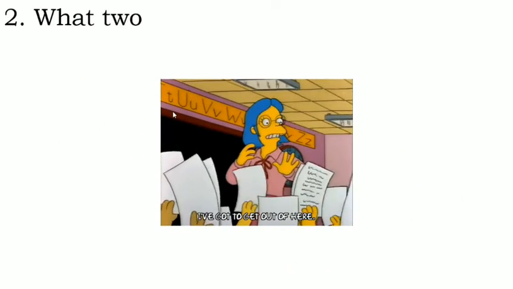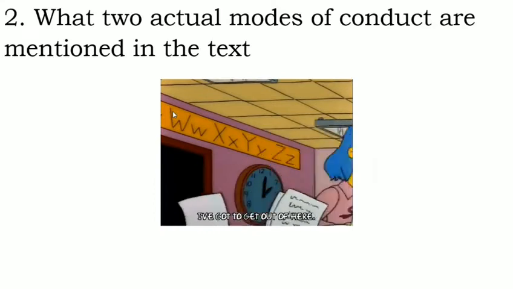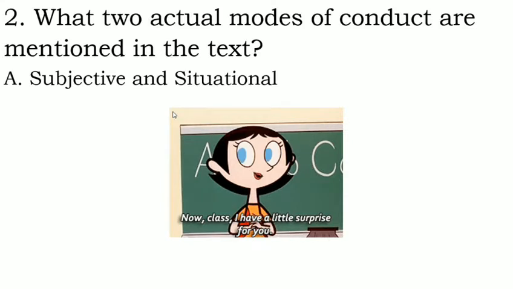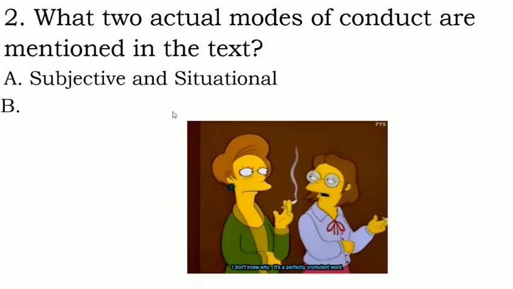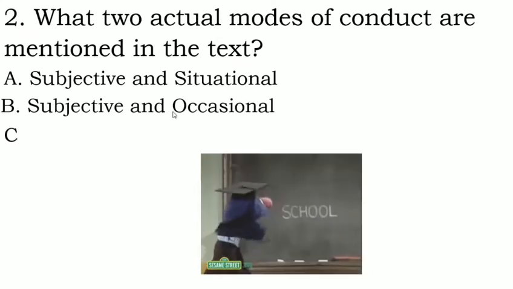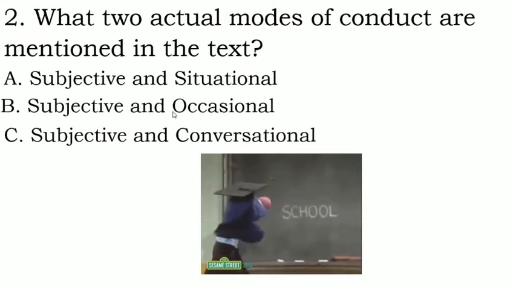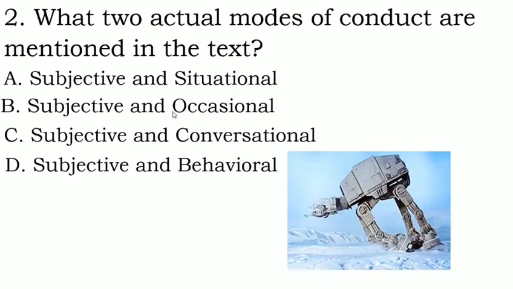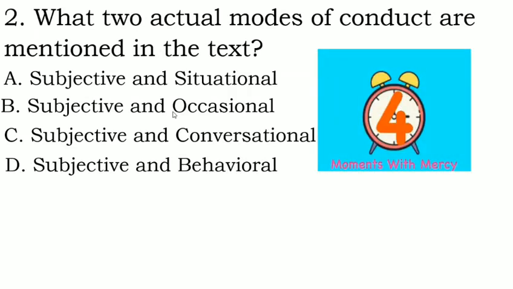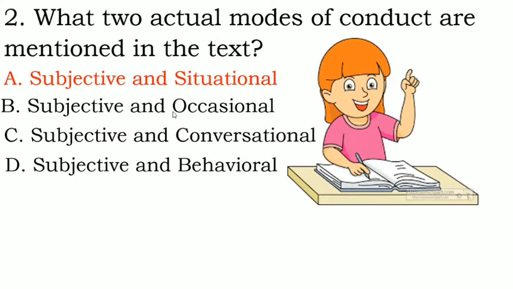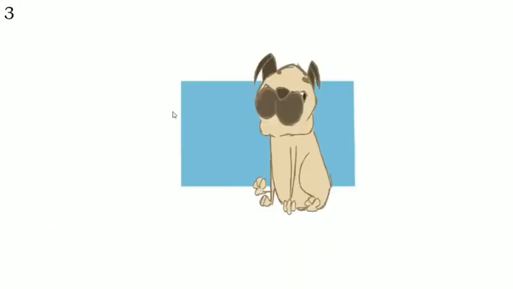Number 2. What two actual modes of conduct are mentioned in the text? A. Subjective and situational. Letter B. Subjective and occasional. C. Subjective and conversational. And letter D. Subjective and behavioral. Alright, the correct answer here is option A. Subjective and situational.